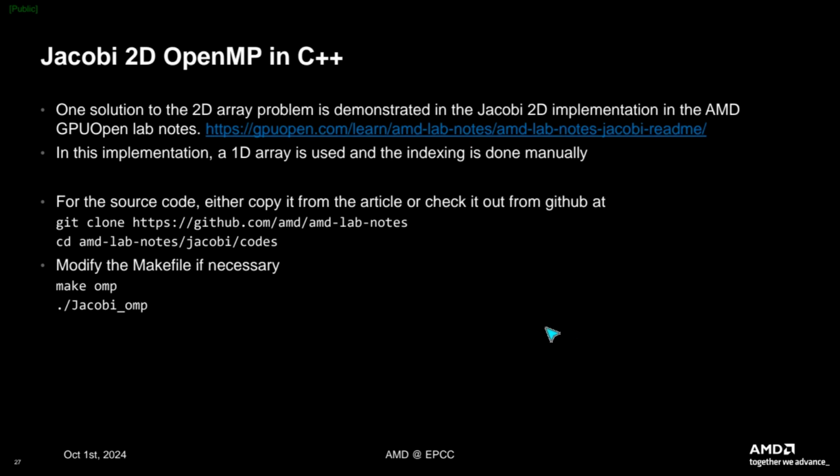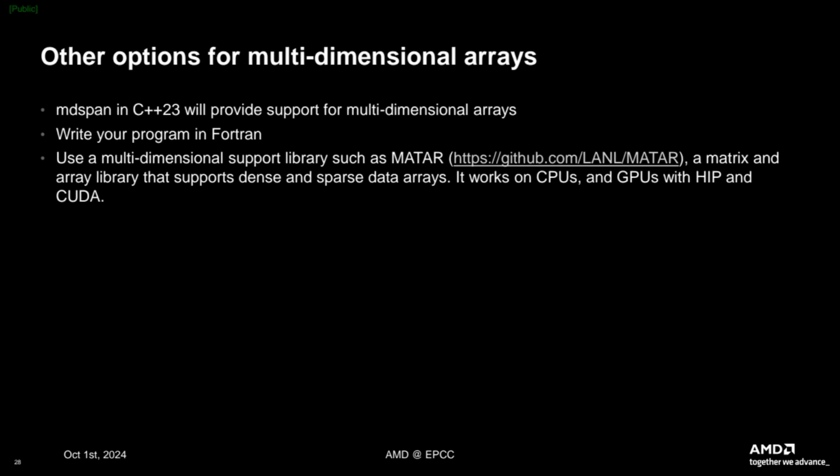There's also a Jacobi 2D OpenMP example in the AMD lab notes. This code was written by some of our fellow colleagues, so definitely give this one a look as well, because it is another example of a more complex code that uses multi-dimensional arrays. Other options for multi-dimensional arrays might be MD-SPAN in C++23, which provides support for multi-dimensional arrays. You can write your program in Fortran, or use a multi-dimensional support library such as MATAR, a matrix and array library that supports dense and sparse data arrays that was developed at Los Alamos, and it works on CPUs and GPUs with HIP and CUDA.